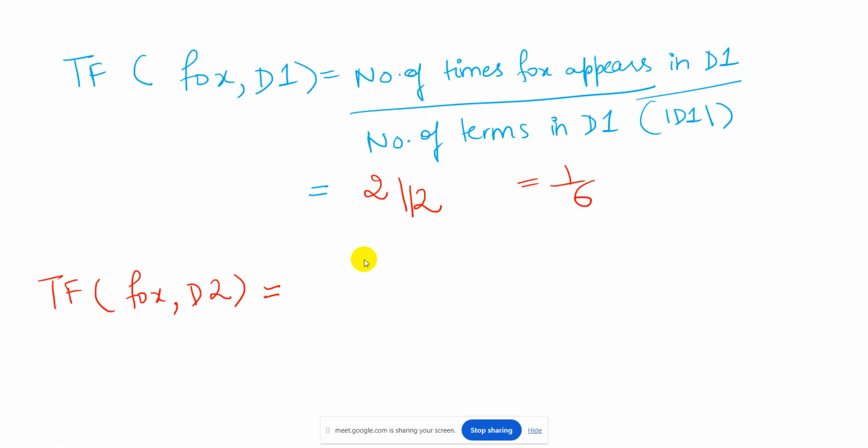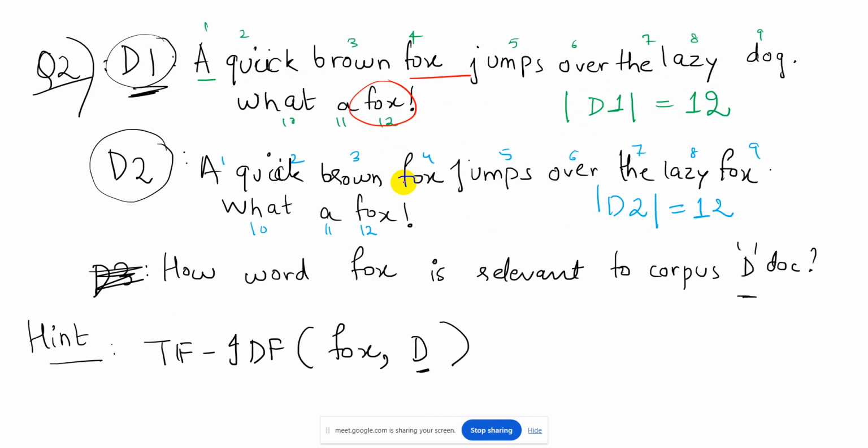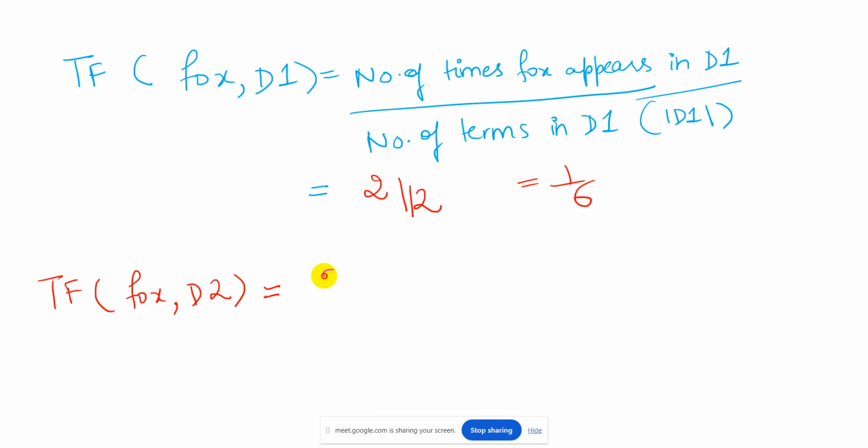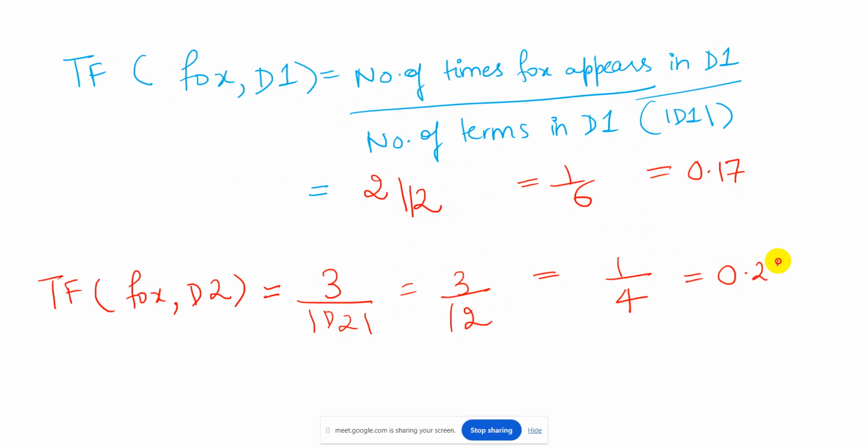So how many times does the word fox appear in D2? 1, 2, 3. So the numerator is 3. But the cardinality of D2 is what? It is again 12. So 3 by 12, that is 1 by 4. Is it correct? This value comes out as 0.17. This comes out as 0.25.